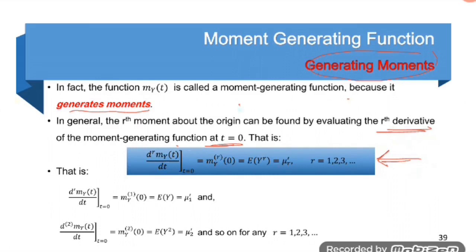So if we need to find the expected value of y, we need to find the first derivative of the moment generating function with respect to t, and then substitute in this derivative by t equals 0, then the result will be the expected value of y. If we find the second derivative with respect to t and then substitute by t equals 0, then we obtain the expected value of y to the power 2. Again, if we differentiate a third time and then substitute in the third derivative by t equals 0, this will be the expected value of y to the power 3. And so on for any r.